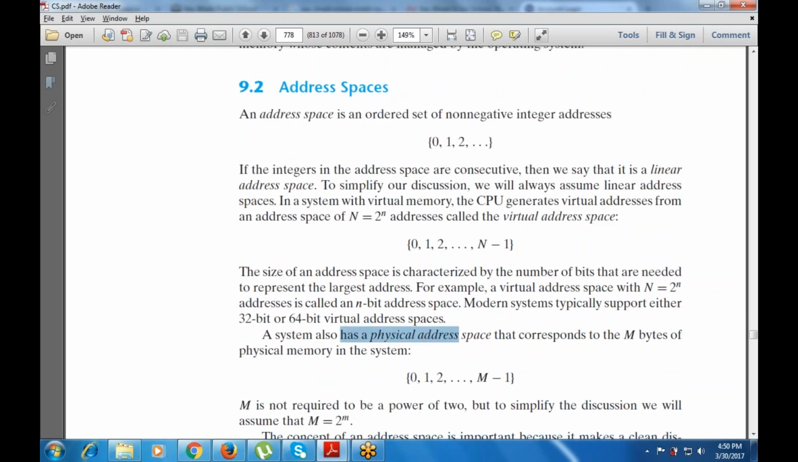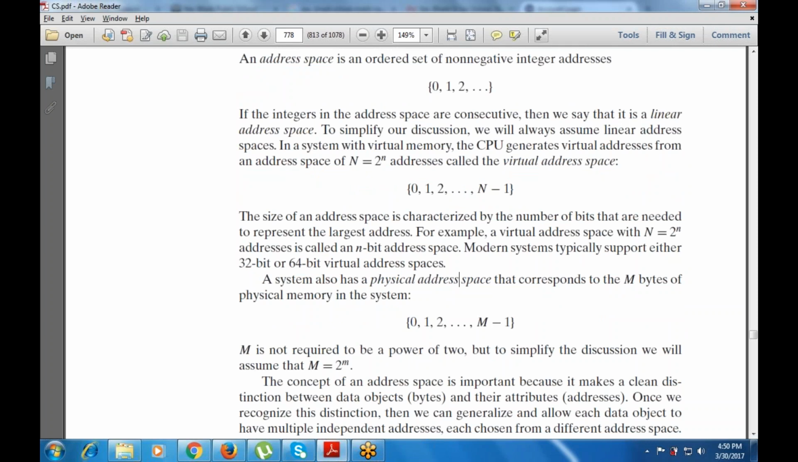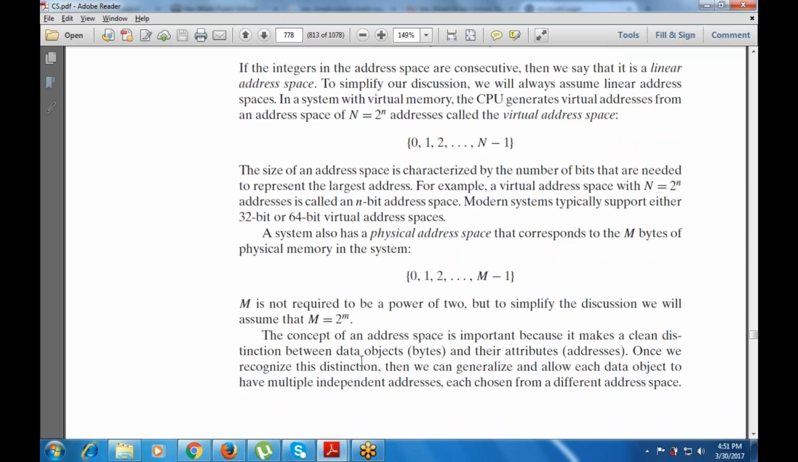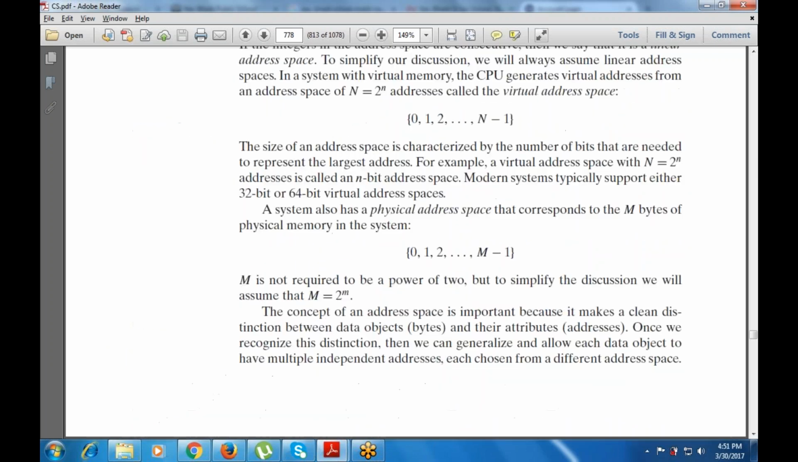A system also has a physical address space that corresponds to the physical memory. For example, this is 0, 1, 2, up to M minus 1. M is not required to be a power of 2, but to simplify the discussion, we will assume that M equals 2 to the power m.